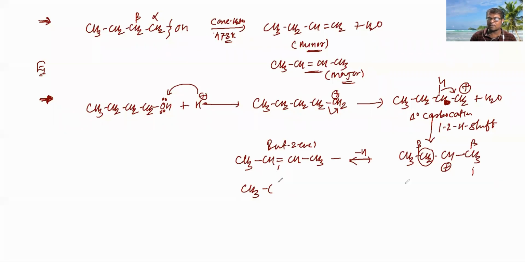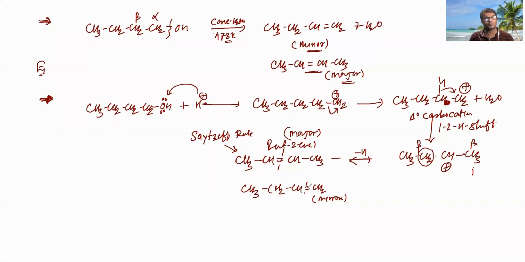But according to the Saytzeff rule, we know that the more stable the alkene, the more major is the product, and the less stable the alkene, the more minor is the product. So this is the information that by using the 1,2 shift, we can decide which product is major. Otherwise, you can give the wrong answer for these reactions.